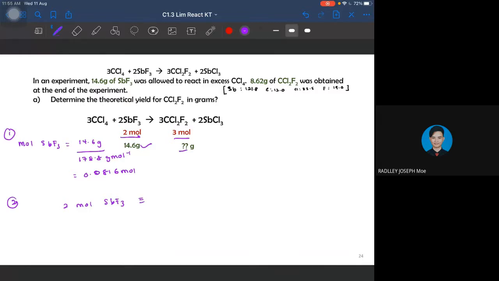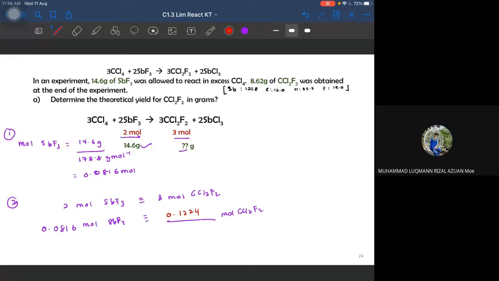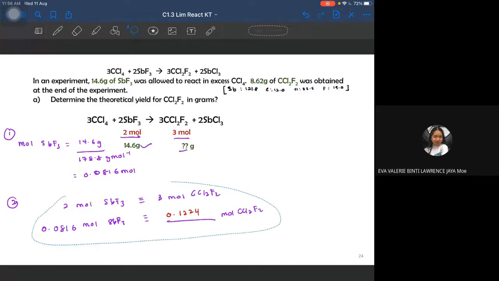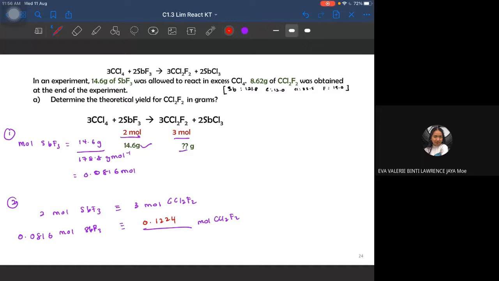Alright, so back to this solution. You will produce 3 mole of the product CCl2F2. Okay, and you have 0.0816 mole. How many moles can be produced? Same? 0.1224 mole. Yes, Miss. Alright, next. Okay, good. Alright, so next we want to find its mass. So now that we have the mole, then you can find the mass.